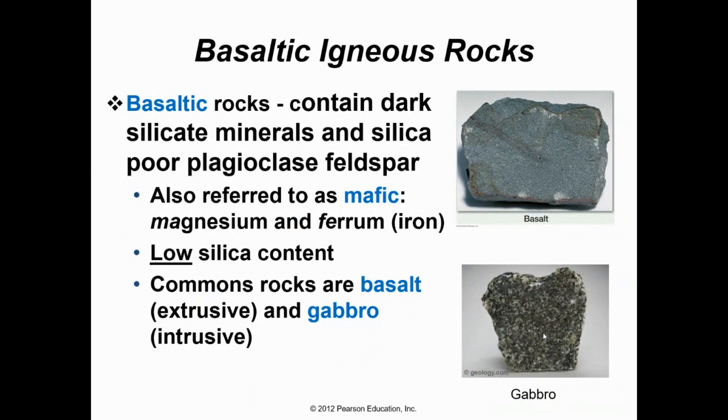We're going to swing over to the other end of the spectrum in terms of composition. We're going to look at the dark colored rocks. These are called basaltic rocks because they contain predominantly silica-poor minerals, okay? Mainly the mineral plagioclase feldspar, and then also more metals, mainly iron and magnesium. That's where the term mafic comes from. So you'll hear of basaltic rocks also as mafic, magnesium and ferrum, iron. Okay, so they have a low silica content.